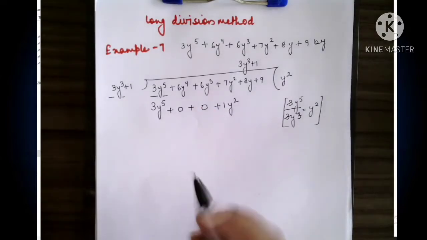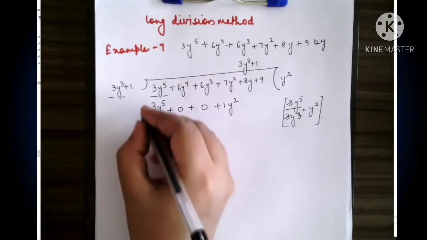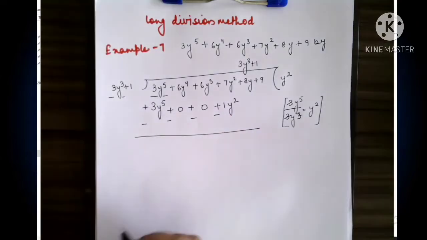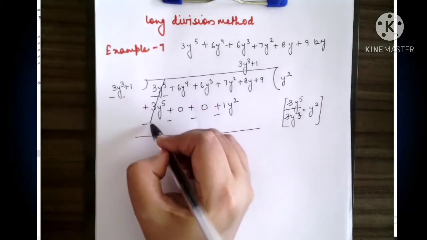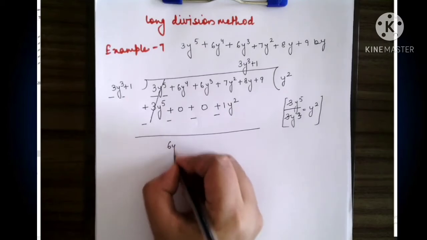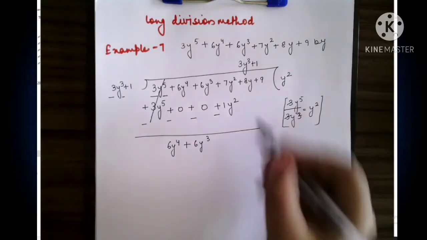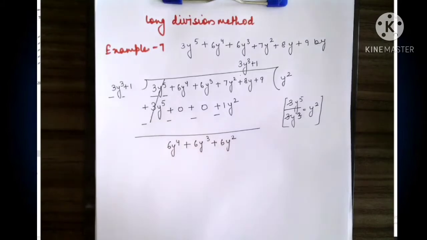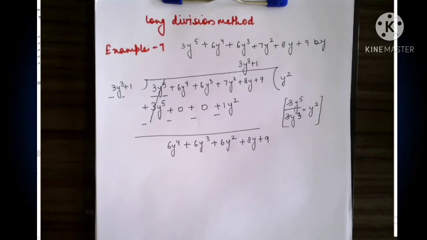Now after this we have to subtract. You know, when we subtract the polynomial we have to change the sign. As it is, plus becomes minus, minus, minus, minus. 3y raised to the power 5 minus 3y raised to the power 5 will cancel. First term will cancel. 6y raised to the power 4 minus 0, that is your 6y raised to the power 4, plus 6y raised to the power 3. Now 7y square minus 1y square, it is your 6y square, है ना, plus 8y plus 9. This is our new dividend.